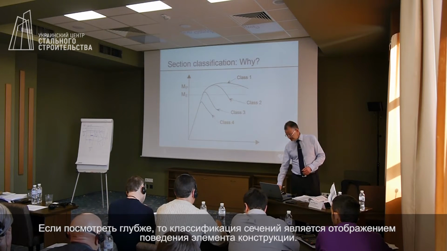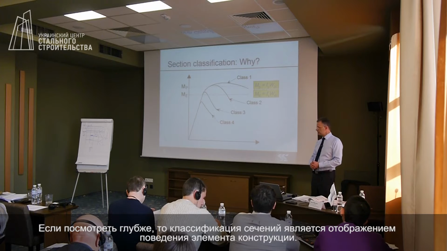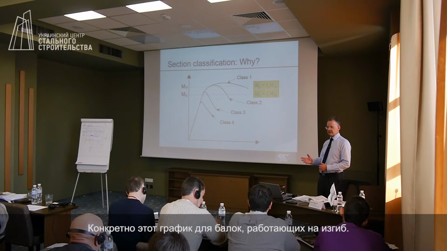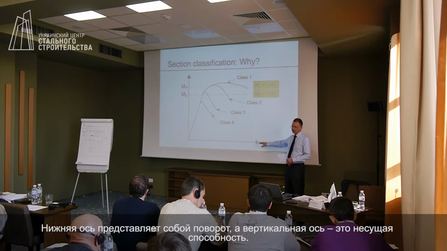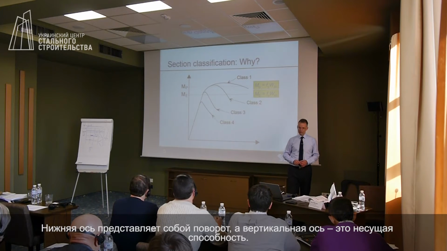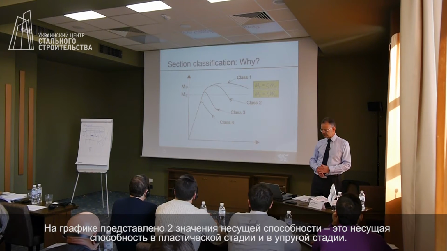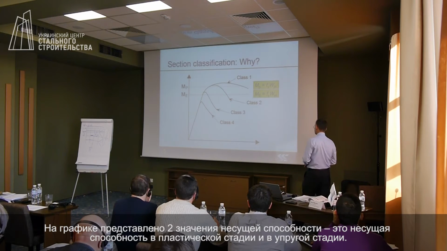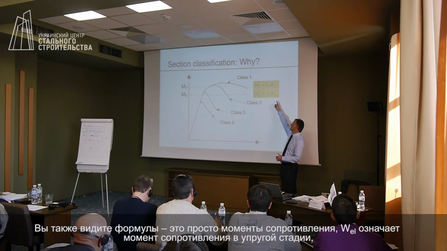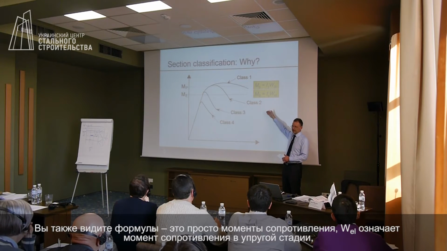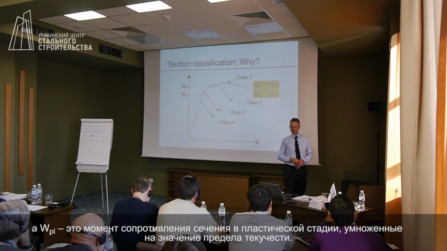More fundamentally, the classification is a reflection of the behaviour of the member. So this diagram is for beams in bending. On the bottom axis we have rotation, and on the vertical axis we have resistance. And there are two resistances shown. One is the plastic resistance, one is the elastic resistance. You can see the formulas here. It's simply a modulus: W elastic is the elastic modulus, W_pl is the plastic modulus, multiplied by yield.